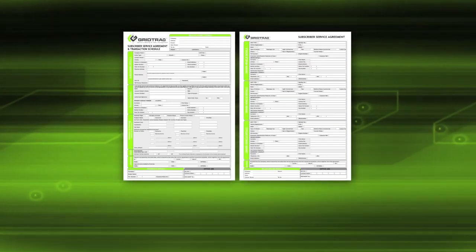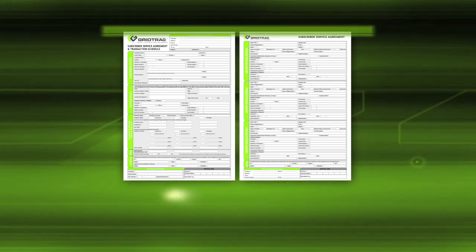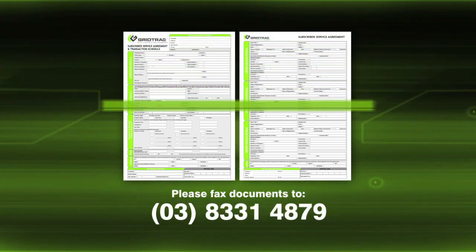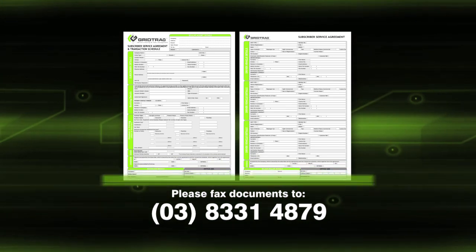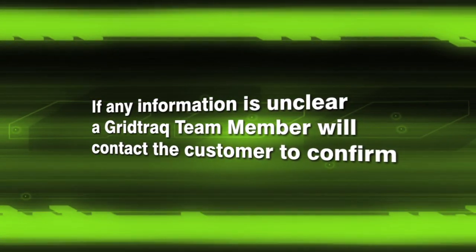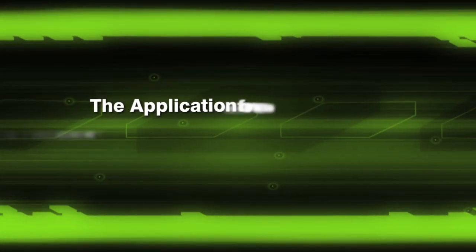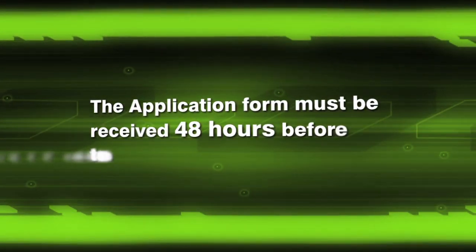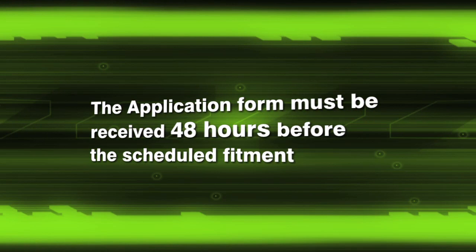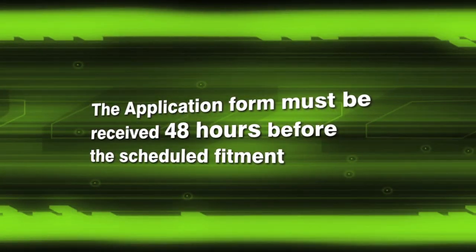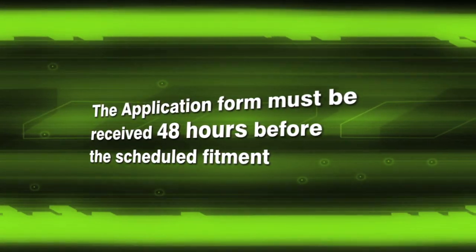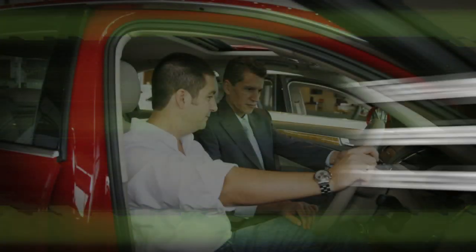Once the subscriber application has been completed, please fax the signed documents to the Gridtraq Control Centre on the number shown. If any of the information is unclear, a Gridtraq team member will contact the customer to confirm the details. The application form must be received at least 48 hours before the scheduled fitment. If this time frame is not possible, the salesperson should contact Gridtraq immediately to arrange faster processing.